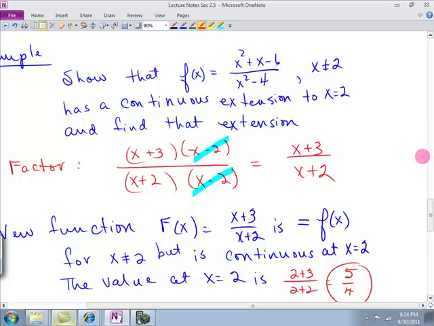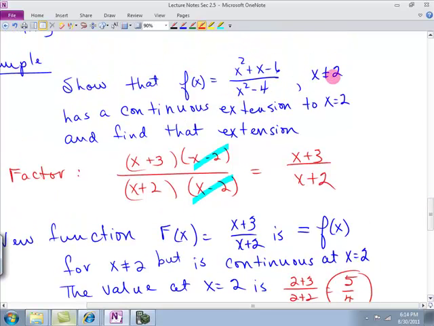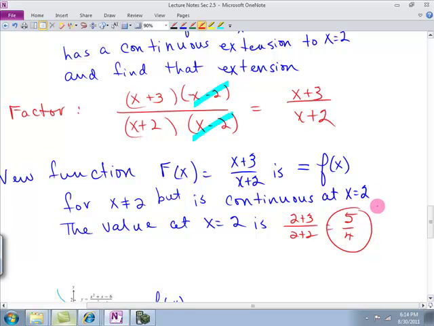Okay. So our new function, x plus 3 over x plus 2, it's continuous at x equals 2, isn't it? That other one wasn't. This one up here, x not equal to 2, because if you put in 2 there, what happens to the bottom? It goes to 0. But our new function is fine at x equals 2, and the value at x equals 2 is 5/4. So by factoring, we removed that discontinuity and we extended it. We extended what we can do. So sometimes you can do that.